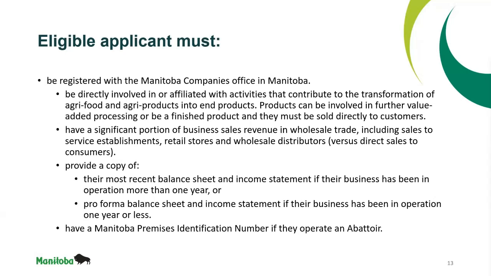So to clarify, new businesses are more than welcome to apply to the program. We just expect that you will try to demonstrate as much as you possibly can that you have a plan for your business. It'll help show us what your plan is and how you intend to make this a successful business. And last on this slide is to have a Manitoba premises identification number if you operate an abattoir.